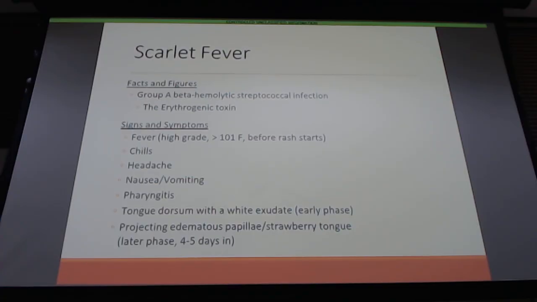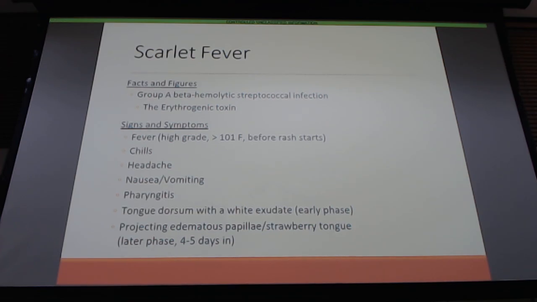All right, scarlet fever, group A beta hemolytic strep. Everything that we're talking about today in this block is caused by some sort of toxin. Okay? In this case, it is the erythrogenic toxin. All right? That's what's causing all these problems, is a toxin.